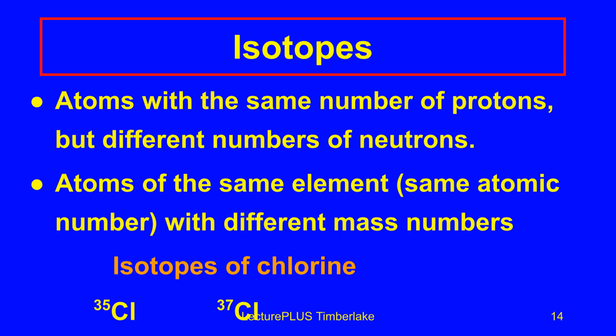Isotopes are atoms of the same element that have the same number of protons but different numbers of neutrons. This results in different mass numbers. For example, chlorine-35 and chlorine-37 are isotopes of chlorine, both with 17 protons but differing neutron counts.